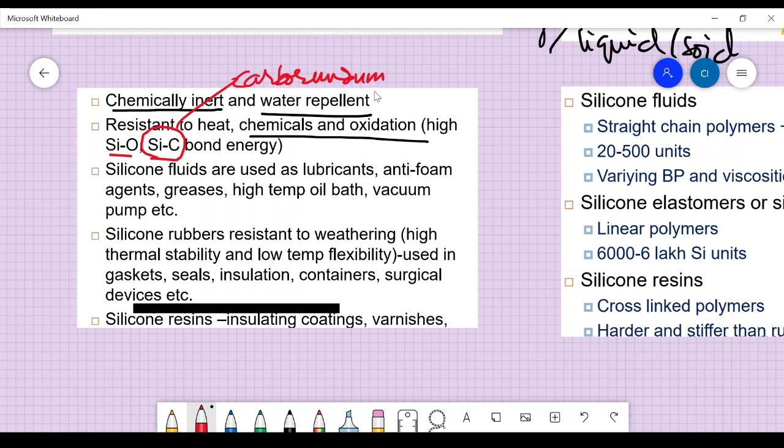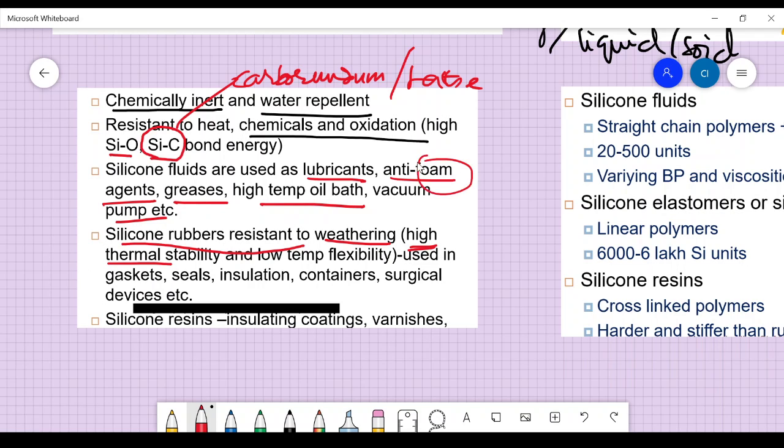It is highly used in lathe tools, where the temperature doesn't reduce that substance. So it's that kind of bond there. Silicone fluids are used as lubricants and in anti-foam agents, greases, high temperature oil baths, vacuum pumps, etc. And silicone rubbers are resistant to weathering. Weathering means tear or low temperature. So that is a kind of high thermal efficiency substitute.